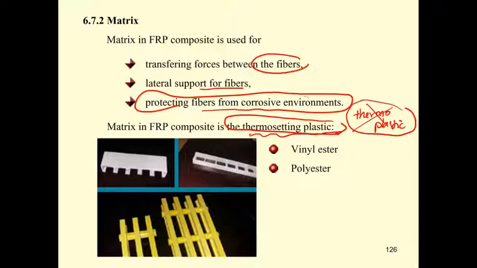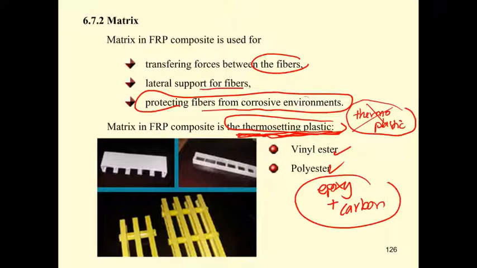Okay, we use the thermosetting, which is a very stable plastic. Its properties change only a little bit due to the temperature that we typically encounter in our typical structures. They are vinyl ester and polyester. How about epoxy? Epoxy is also used, but epoxy is many times used with carbon. And this is used in different applications like this.